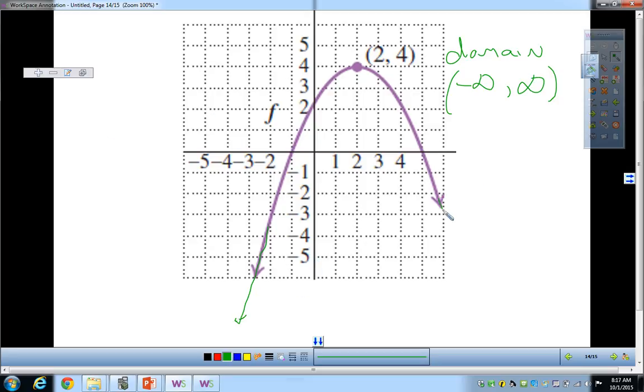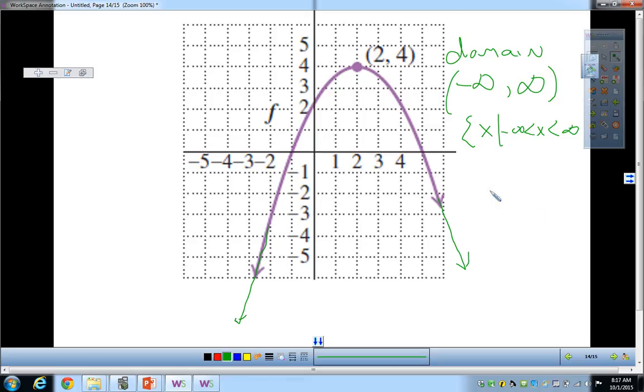This would go in the negative x direction. This one would go out and out and out forever in the positive x direction, right? So you could write domain negative infinity to infinity, or you could write it like this, x bar, where x is between negative infinity and positive infinity. So it's like that, okay?